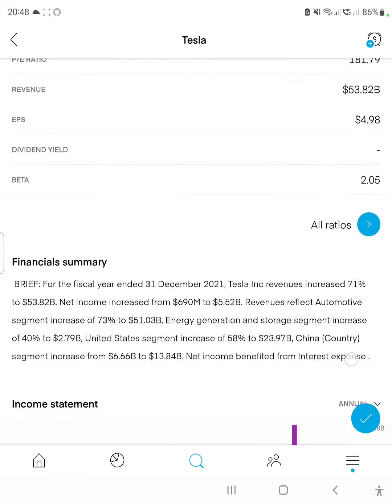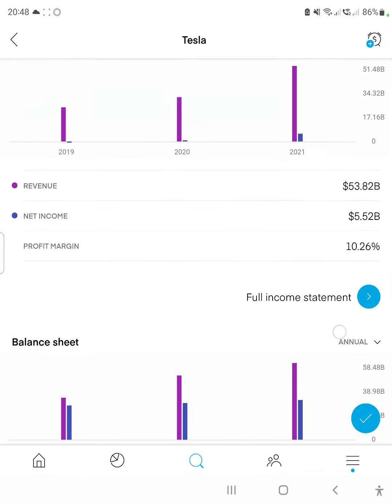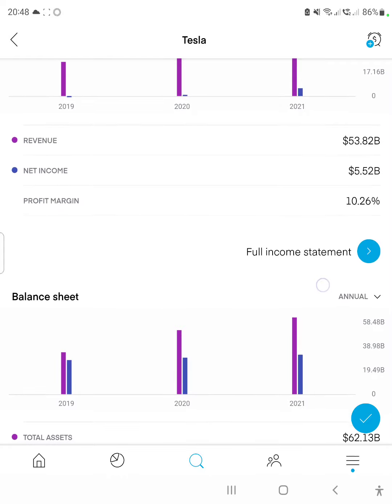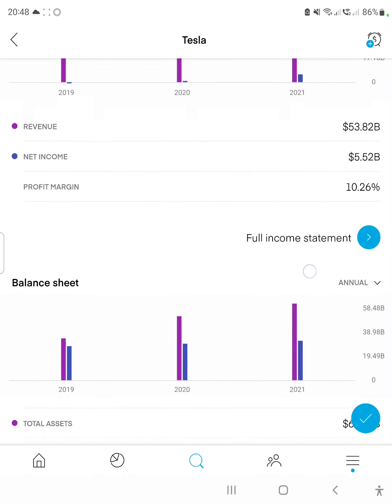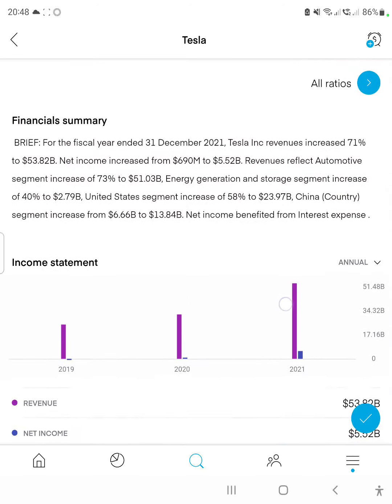Dividend yield, of course, large cap doesn't pay dividends. Beta is double the market average, but having a beta of 2, considering a company of this size and credibility, isn't too worrying. So let's look at the income statement.